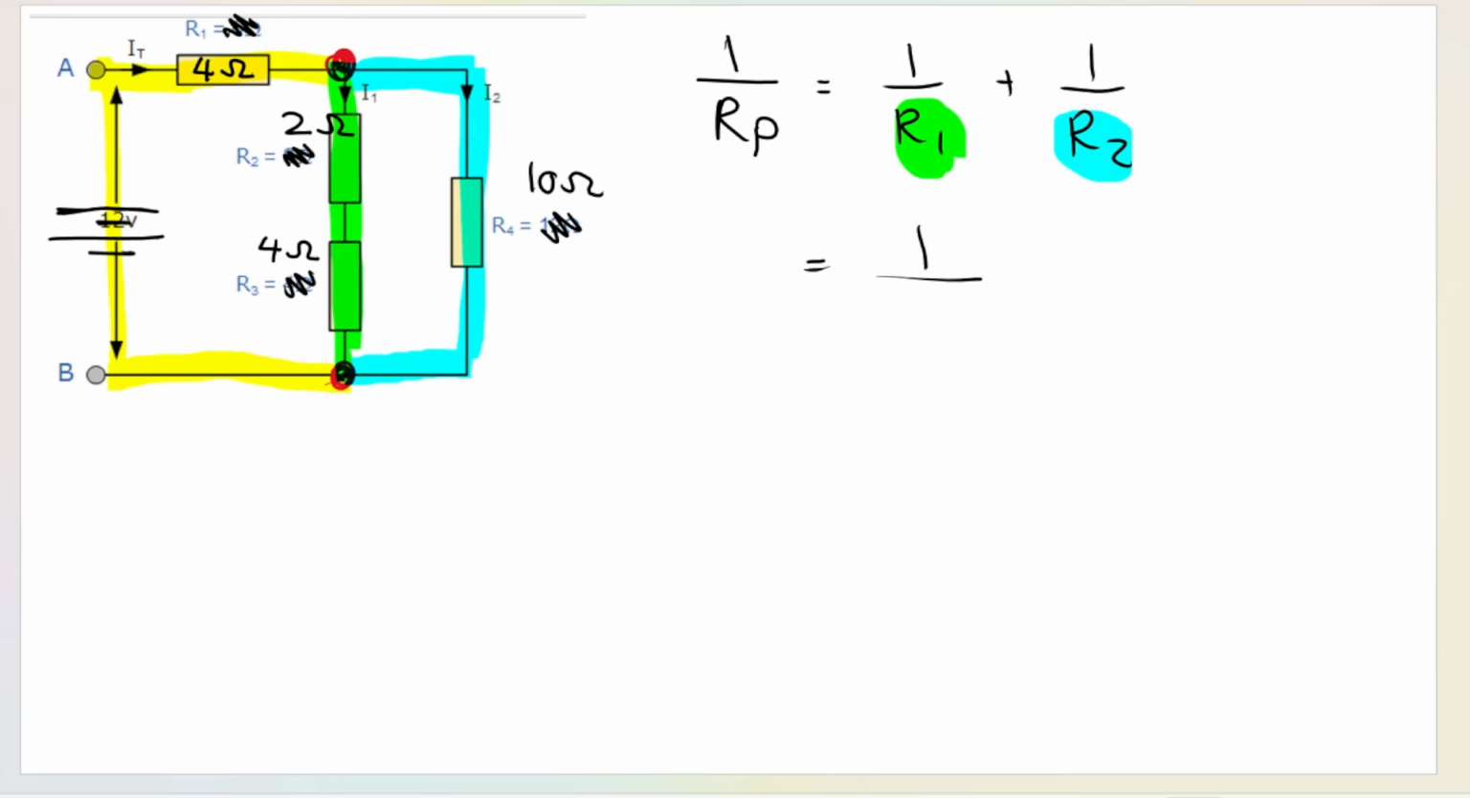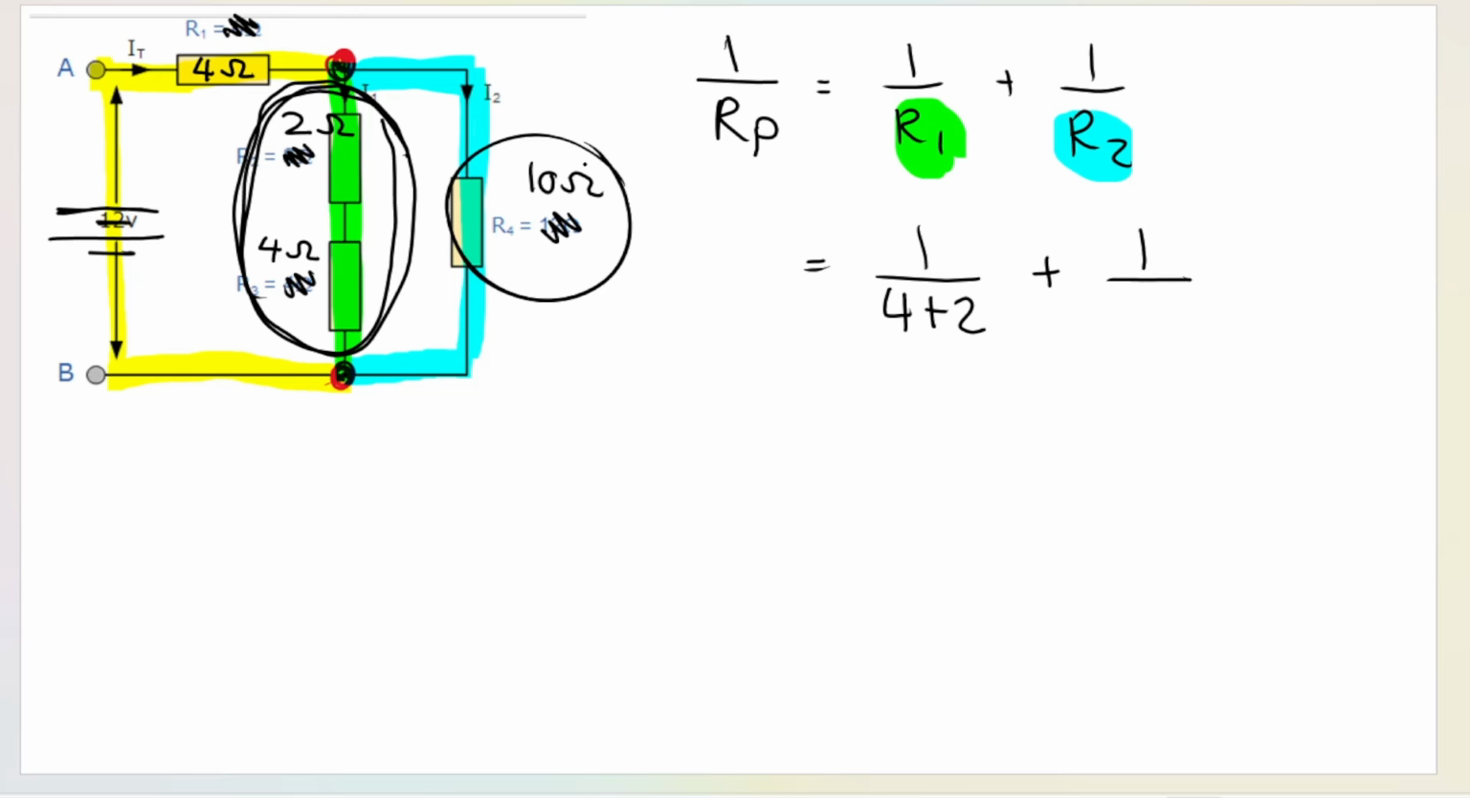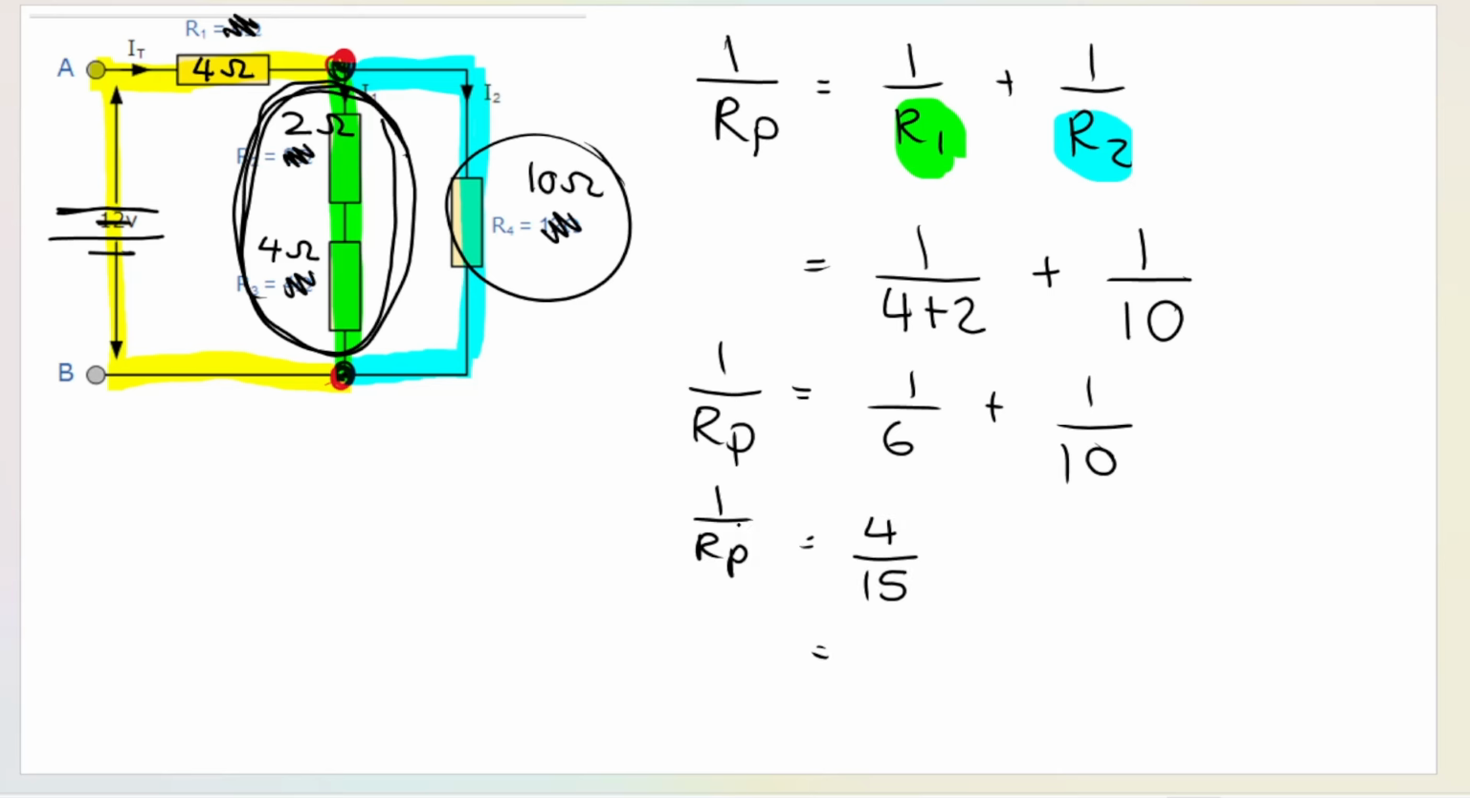So R1 is both of these resistors together, 4 and 2 together. Why am I adding them like this? Because the 4 and the 2 are sitting next to each other. They're in series. So it's 1 over 4 plus 2. Basically, it's 1 over 6 because this branch has a resistance of 6. Plus the blue branch, 1 over 10. So it's 1 over 6 plus 1 over 10. I want you to use your calculator to do that. You don't need to do it manually. And we get 4 over 15. But remember, we must flip both fractions. So RP is 15 over 4 ohms.